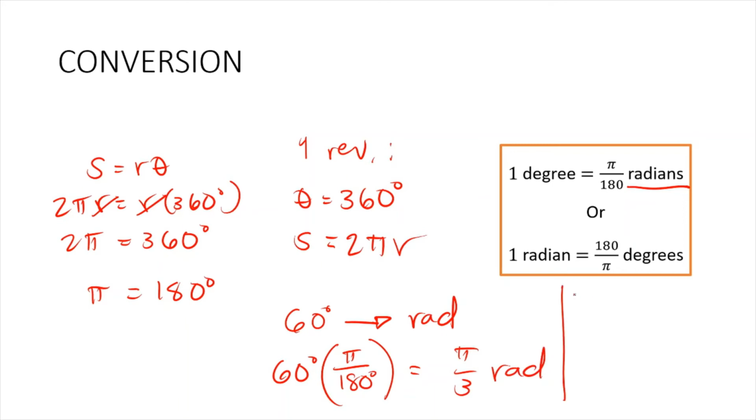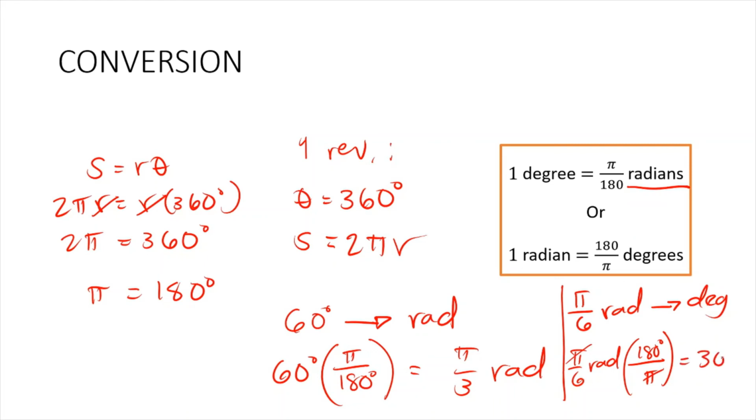Conversely, if we want to, for instance, convert pi over 6 radians to degrees, then we use the second conversion factor. So pi over 6 radians, we have here 180 degrees over pi radians. So pi cancels out, and we have 180 degrees divided by 6. We get 30 degrees. This means that pi over 6 radians is equivalent to 30 degrees.